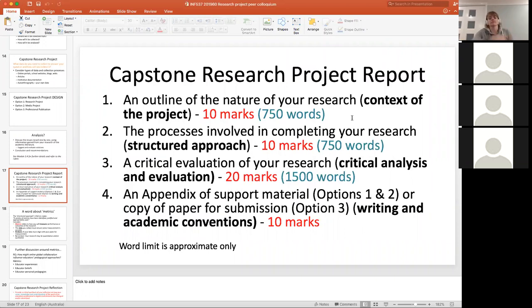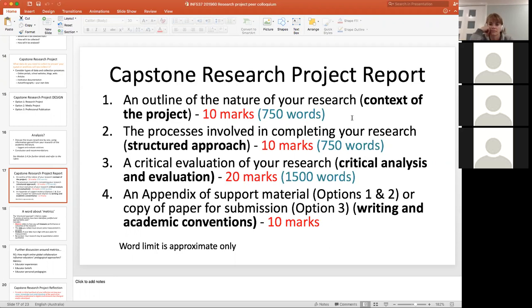Now, this is the report. Before you say, well, I'm not writing a report, well, everyone has to write a report. I'm coming to metrics, don't panic. In your report, write about or provide an outline of the nature of your research. Now, this is directly related to the criteria.